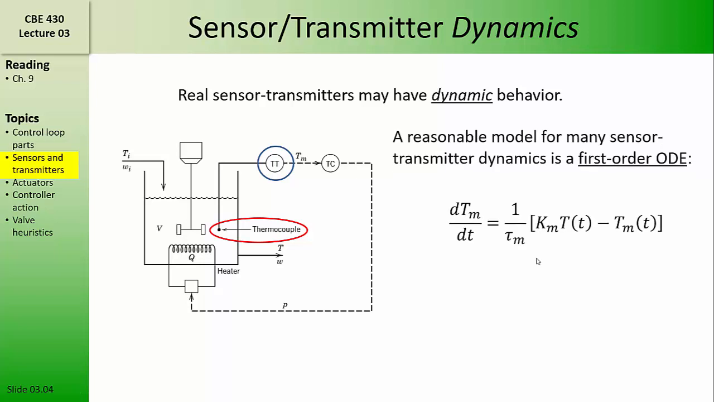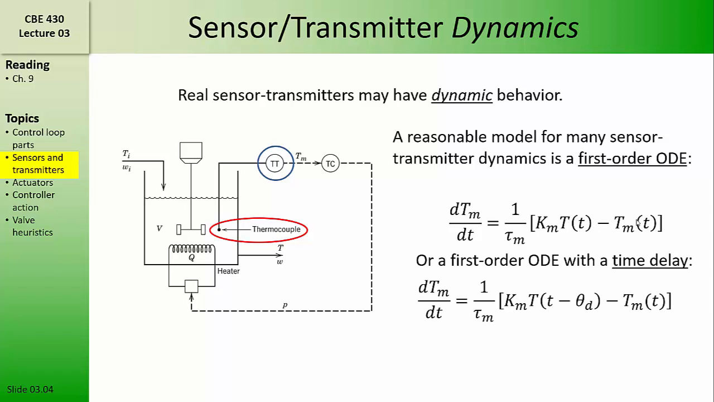A reasonable model for many sensor transmitters is a first-order ODE. In this example of the thermocouple, the rate of change of the measured value might be proportional to the difference between the actual process variable and the current measured value. Or there could be a first-order ODE with what we call a time delay. That is, the rate of change of the measured value is proportional to the difference between the measured value and what the process variable was some theta d time units ago. Here, tau m is a measurement time constant and theta d is the time delay.